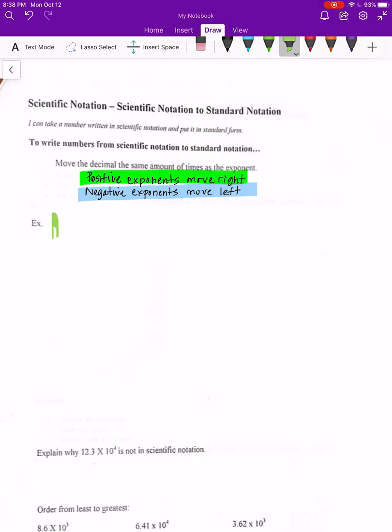Number 1. Oops. Let me erase that. I thought I had hit the pen, but not hard enough apparently. 4 times 10 to the 4th power. So move the decimal the same amount of times as the exponent. So you're going to take this number. If you can't see your decimal, you know it's at the end. So this is really 4 decimal point. Then it says it's a positive exponent, which is 4. So I'm going to move the decimal 4 times to the right.